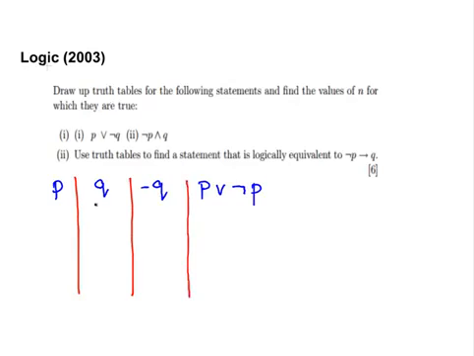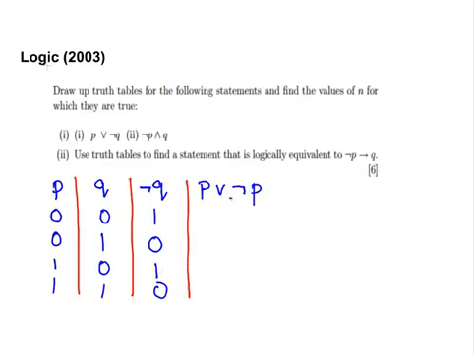So we're starting with P and Q: 0, 1, 0, 1 and 0, 0, 1, 1. We always start off like that. Now we're doing not Q, so we'll just put in the negations of Q. So just switch 1s to 0s and 0s to 1s.